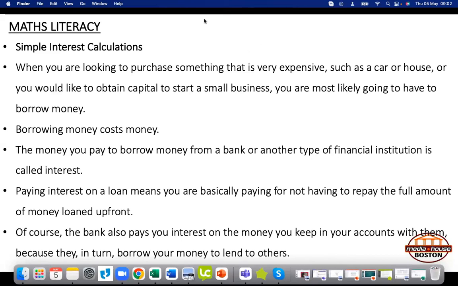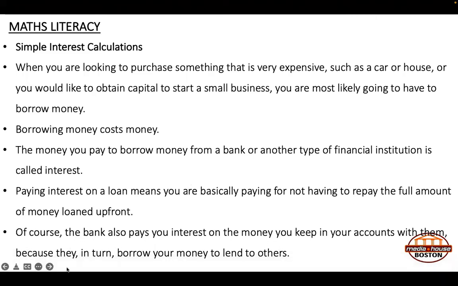Paying interest on a loan means you are basically paying for not having to repay the full amount of money loaned upfront. Okay. So yes, you're taking out this money and you're not paying it back immediately. Of course, the bank also pays you interest, I said this already, on the accounts you keep with them, because they borrow money to lend to others. Cool.